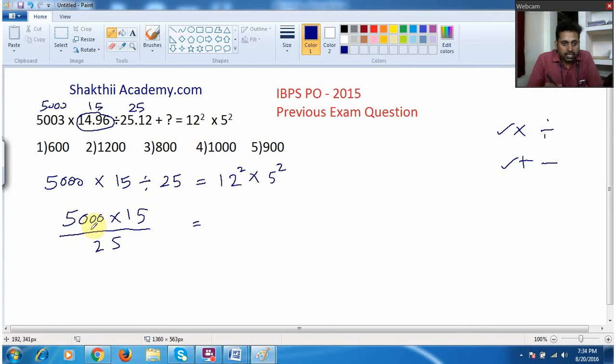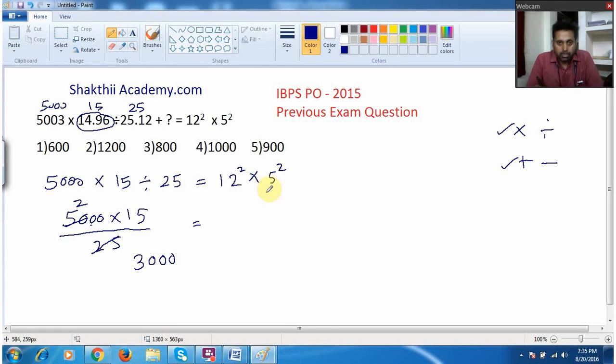See, first let me finish the left hand side. This 25 I can cancel with the 50, so I will get 2 times. So now I am left with 200 into 15. 200 into 15 is nothing but 3000, you know very well, because 2 into 15 is 30 and then 2 zeros. So the left hand side is 3000, correct?